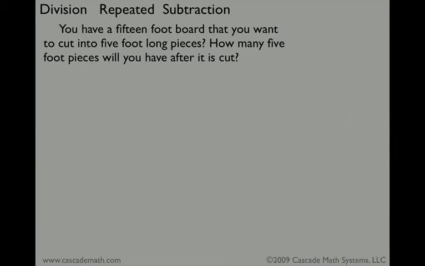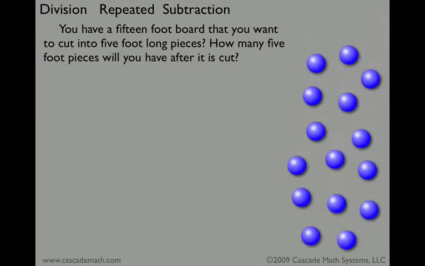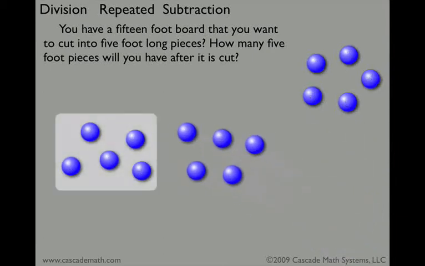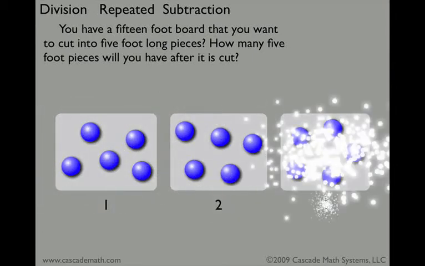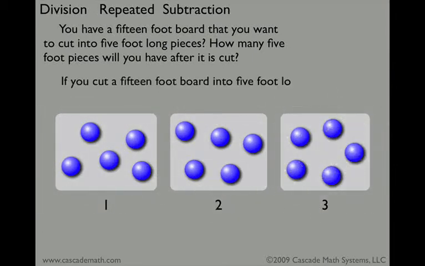Here's how I worked the problem. First, I used 15 balls to represent the 15 feet of the board. The next thing I did was to take away the balls 5 at a time. 5, 5, 5. Let's count how many groups of 5 we have. 1, 2, 3. If you cut a 15-foot board into 5-foot long pieces, you'd have 3 pieces. 15 divided by 5 equals 3.